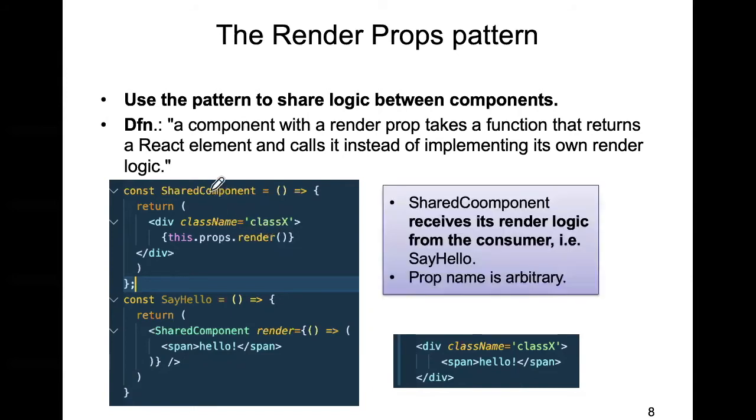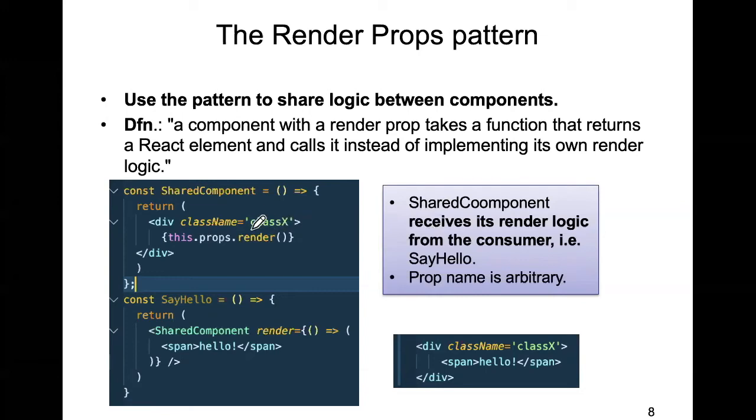So the shared component, which is this one. Any other components could now use this, but in its render, it would provide some other type of JSX, not a span, something else. So the shared component receives its render logic from the consumer. The consumer is the component at the bottom.